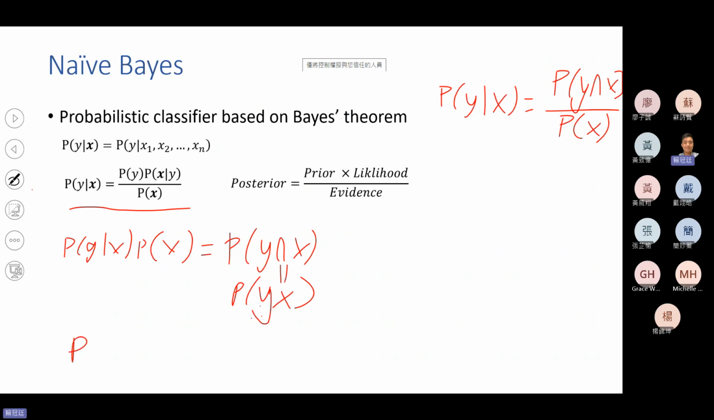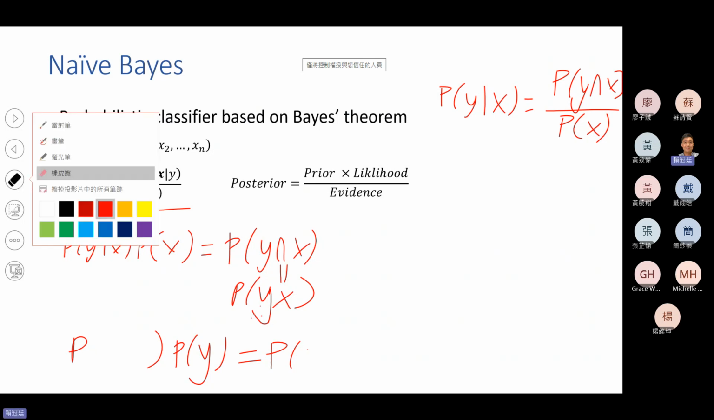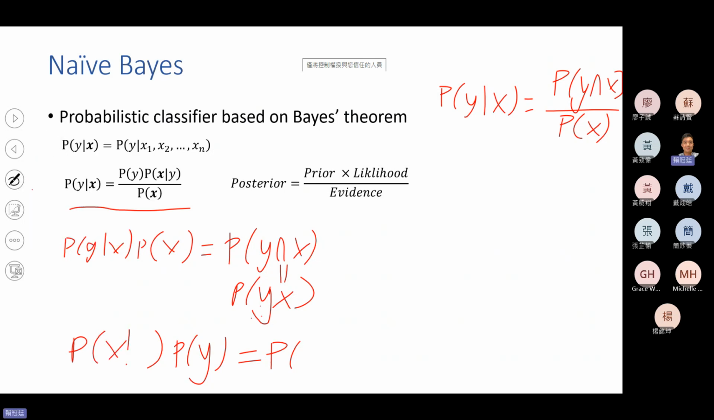And it's the same as P of X given Y multiplied by P of Y, which equals PXY. PXY is the probability of X and Y happening, and since Y and X are exchangeable, those two formulas are equal. If you just move this term over here, you can see that it's an equation.